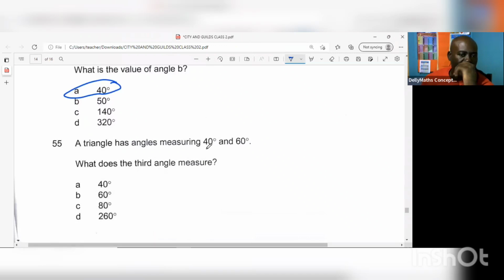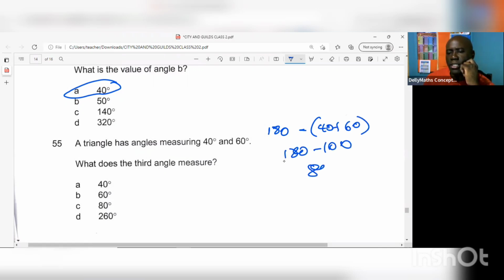All right, a triangle has angles of 40 and 60. What is the third angle? Remember the total interior angle of a triangle is 180. So what we want to do is to add up these other two angles and take it from 180. So it's 100 from 180. So we're left with 80 degrees, and the answer is C. And that is our third angle right there.